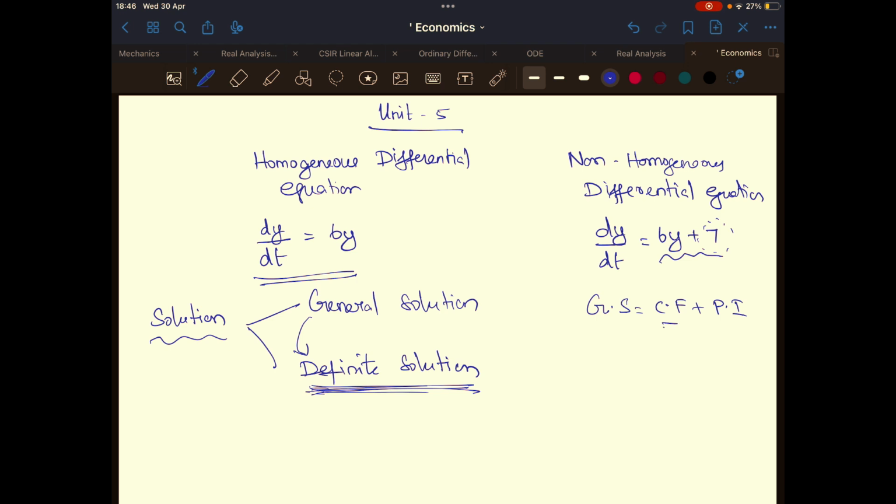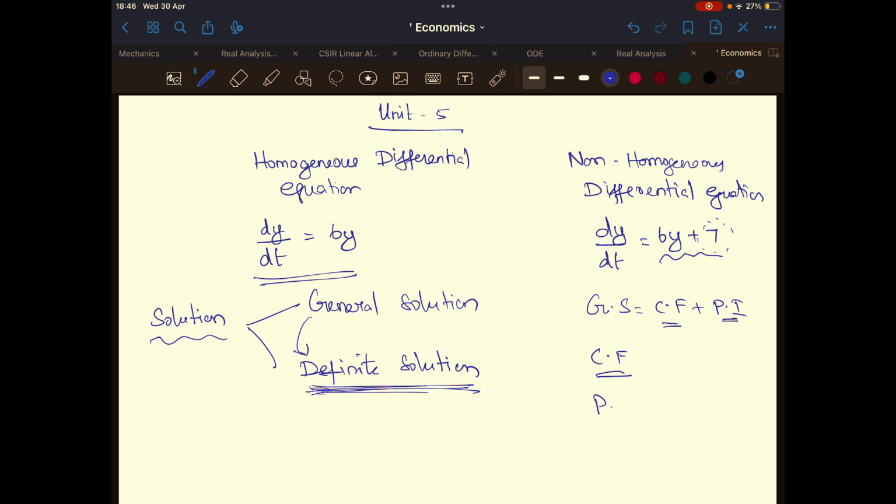Now how to find this CF and how to find this PI? For the CF, you have to convert the non-homogeneous differential equation to a homogeneous differential equation, by erasing the 7, so it becomes homogeneous. So dy by dt equal to 6y. Now find the general solution for that. That is my CF.